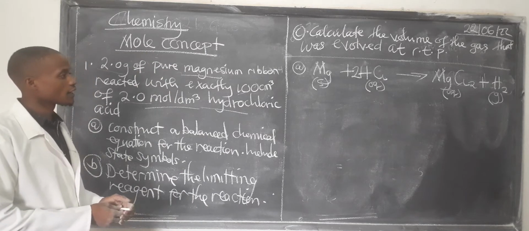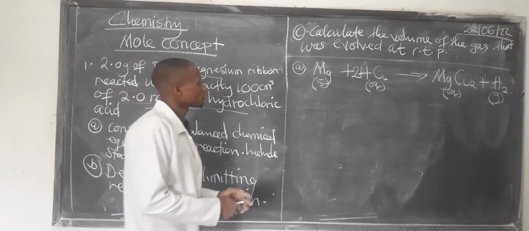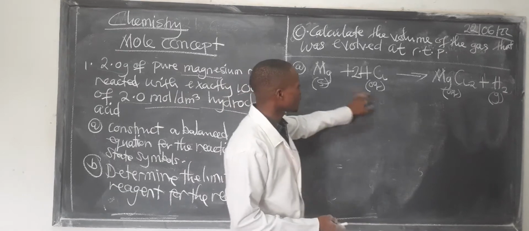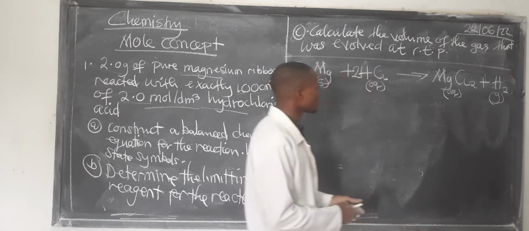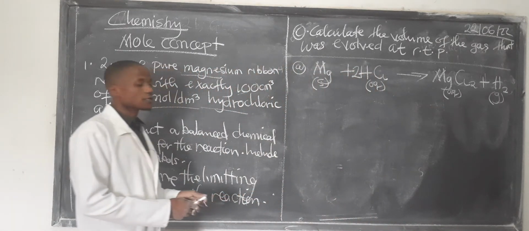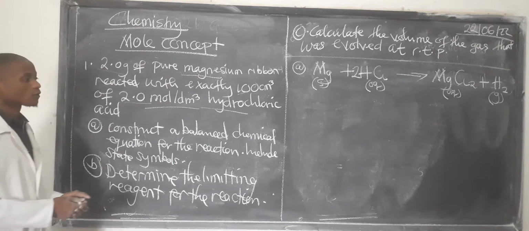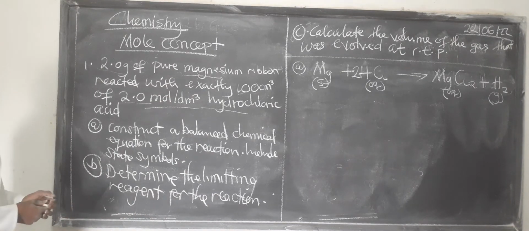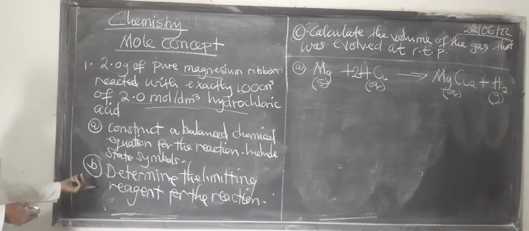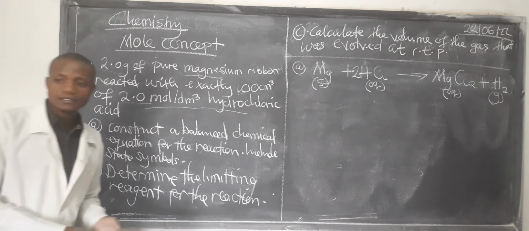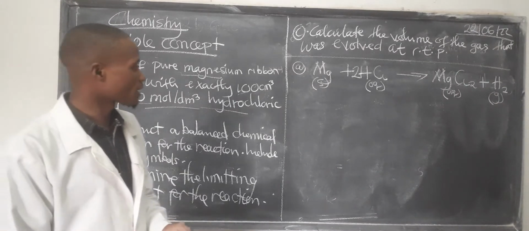Then now we have hydrogen. Here we have 2 hydrogen, and on the other side we also have 2 hydrogen. So that is a balanced chemical equation. Now, for question 2, determine the limiting reagent for the reaction. So now, how do we determine the limiting reagent for the reaction?